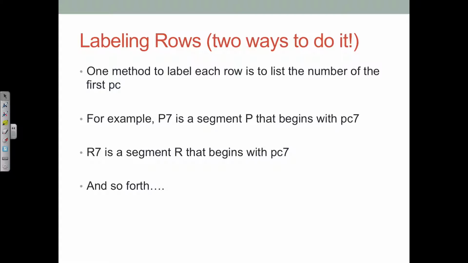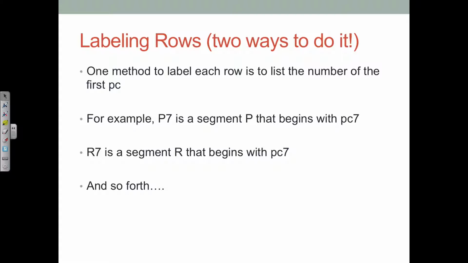So one method is to label each row, and you label it prime and then a number. And one way to do it is to make that number the first pitch class. So for example, a P7 is a row or a segment P that begins with pitch class 7, which is referring to, in this case, G. So any prime ordered segment that starts with G is P7.